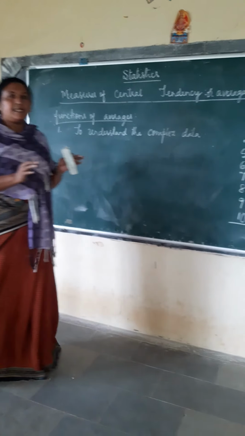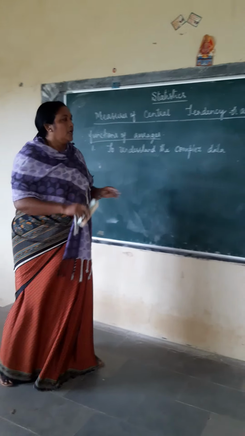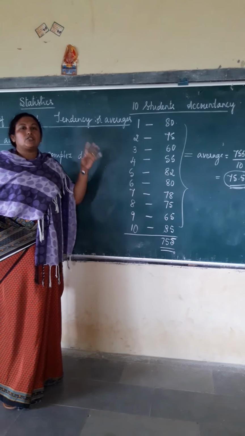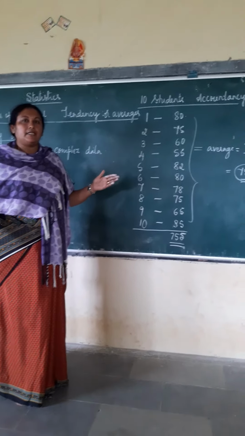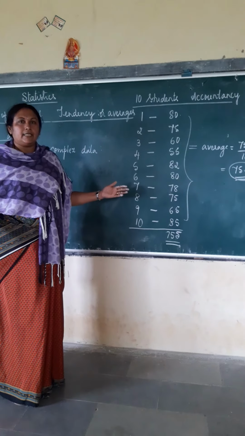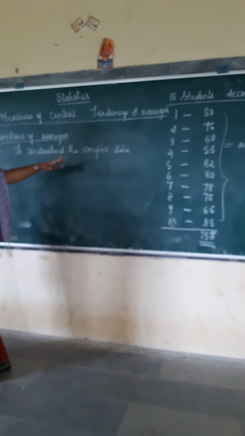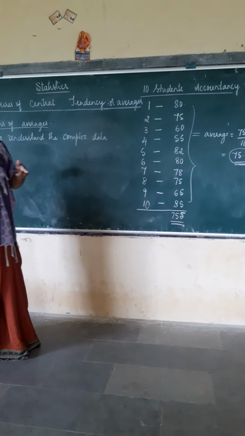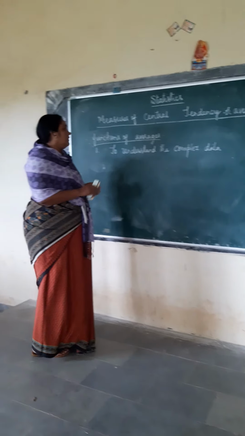So what is complex data? Raw facts, data which you find it difficult to understand. For example, I have already told you, if there are 100 students in a class, the marks of 100 students, the heights of 100 students, the performance of the 100 students. You cannot make meaning out of such huge data. In that case, you need to simplify it. So averages help you simplify the data so you can understand it easily. That is the one function.